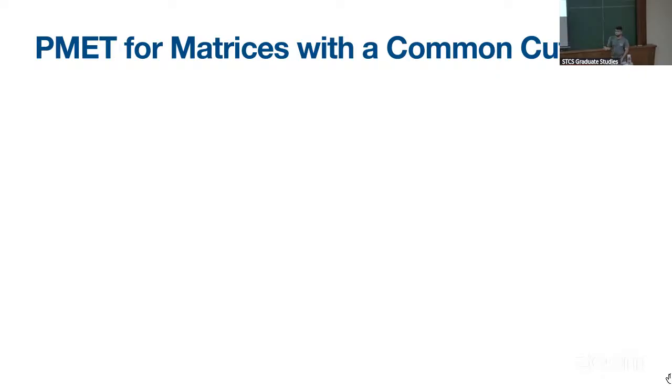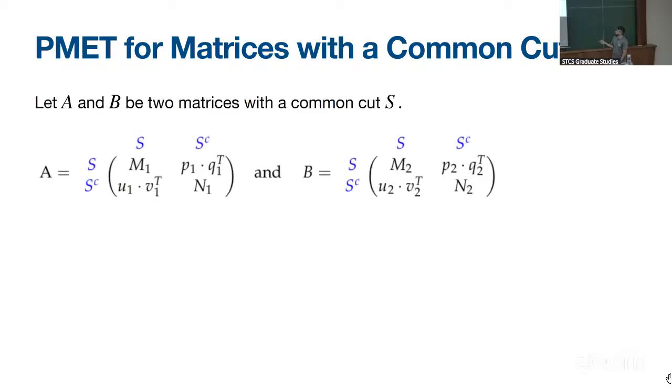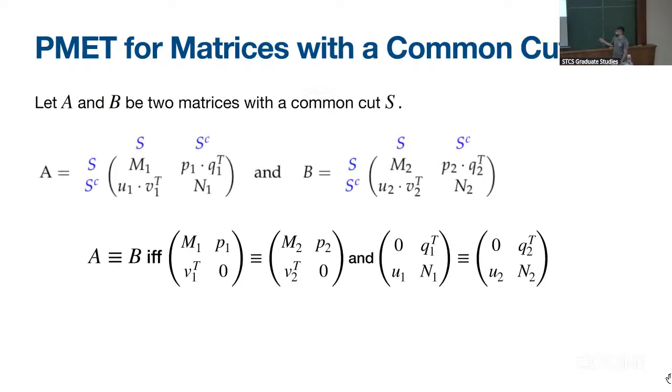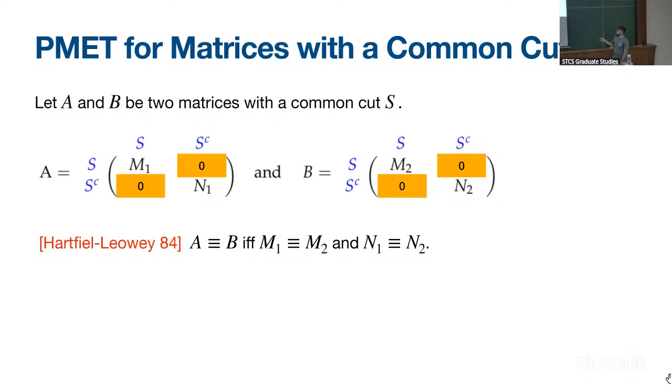Like I mentioned earlier, the only case left is when the input matrices are irreducible and have a cut. First we will see a very simple case where the input matrices are irreducible and have a common cut, and we will try to figure out what we can do in this case. A and B are input matrices and they have this common cut, let's say S. The result of Hartfield and Lewis showed that if either of these orange block matrices is 0, they are principal minor equivalent if and only if M1 is principal minor equivalent to M2 and N1 is principal minor equivalent to N2.